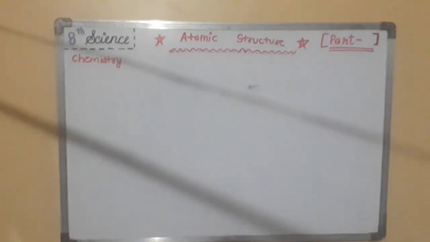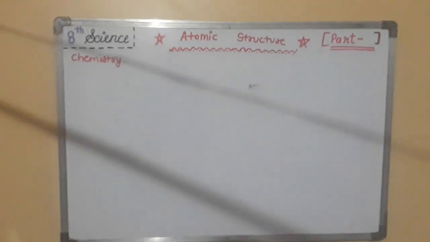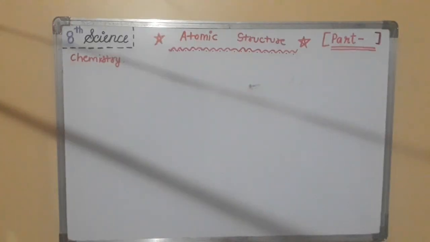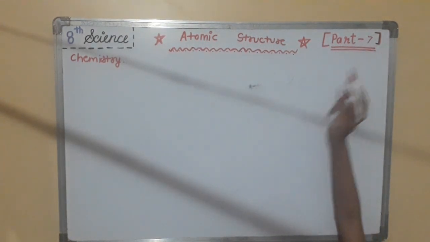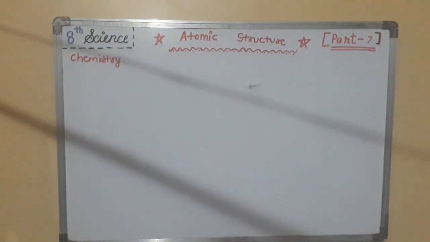Today we will learn class 8 science chemistry chapter atomic structure, part 7. In this part we will solve one more example, and after that we will arrange the electrons in nucleus and orbit. So first we will solve a question.